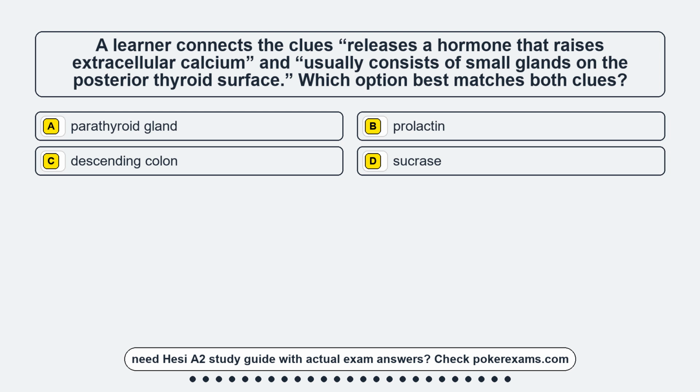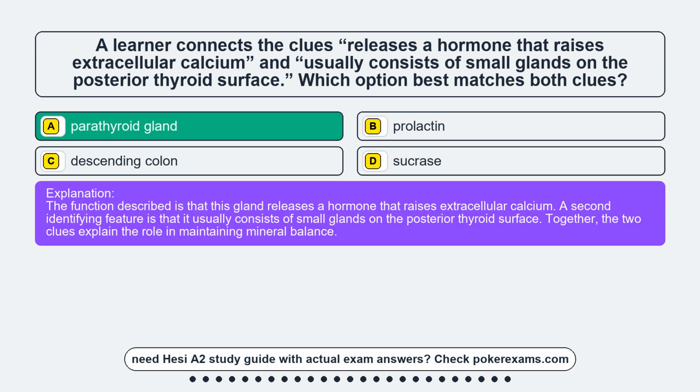Question 2. A learner connects the clues: releases a hormone that raises extracellular calcium and usually consists of small glands on the posterior thyroid surface. Which option best matches both clues? Option A, parathyroid gland. Option B, prolactin. Option C, descending colon. Option D, sucrase. The correct answer is option A, parathyroid gland. The function described is that this gland releases a hormone that raises extracellular calcium. A second identifying feature is that it usually consists of small glands on the posterior thyroid surface. Together, the two clues explain the role in maintaining mineral balance.